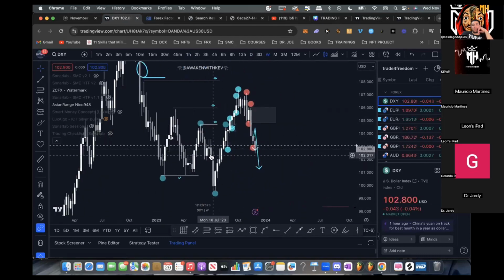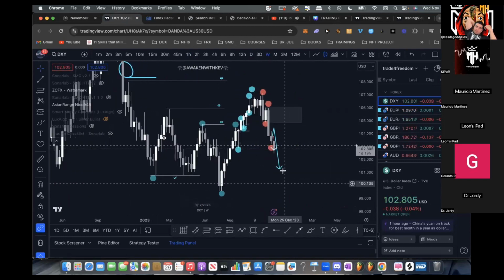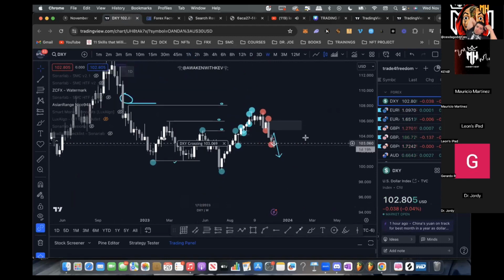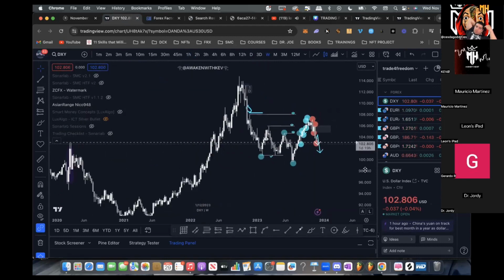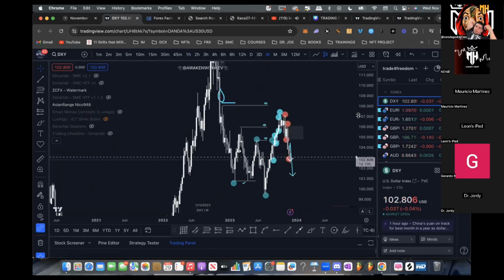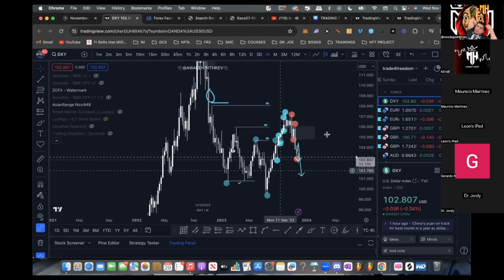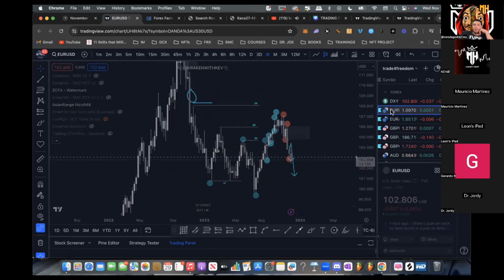Yeah, I want to see it dip back into this last push down. Got imbalance in there as well. So we'll see, man. This thing could, yeah, at least to there. That's what I was looking at, then reversing back to the upside.